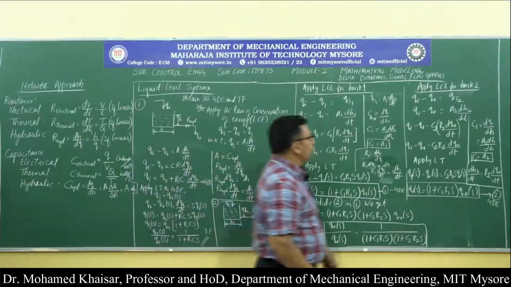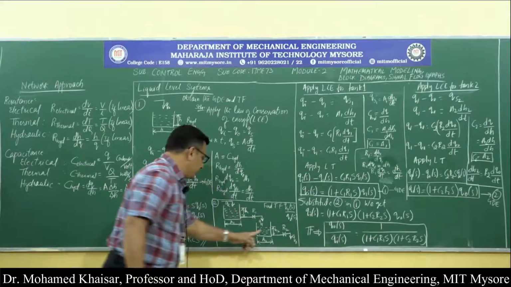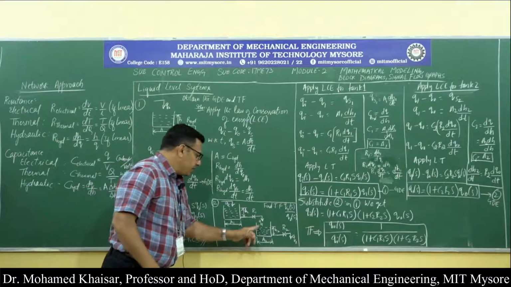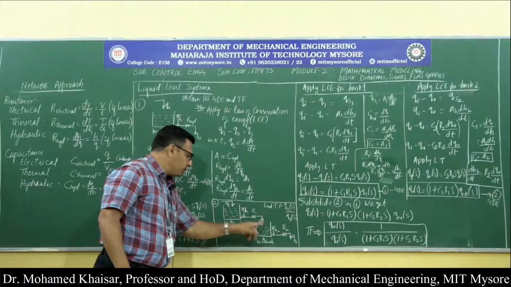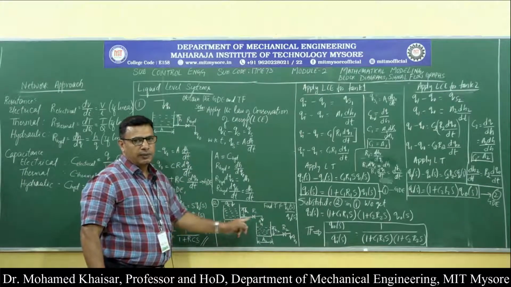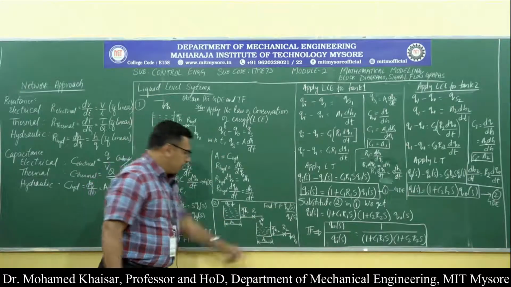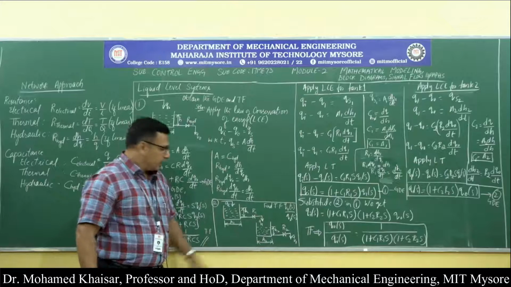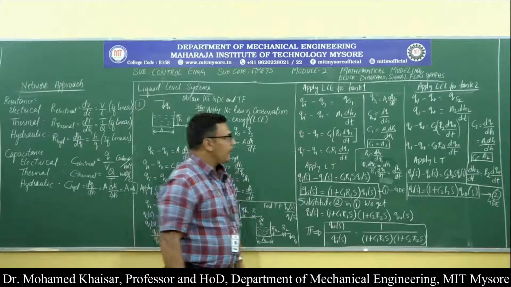Same thing we will be doing over here. For tank 2, Q1, the output from tank 1, becomes the input to tank 2. So, Q1 is the input to tank 2 and Q0 is the output from tank 2. The procedure remains 100% the same as what we have done for tank 1.